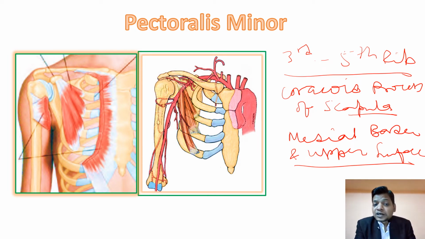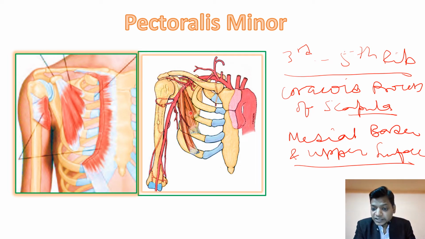So this is about the origin and insertion of the pectoralis minor muscle. You can see it here, pectoralis minor. Now the importance of this muscle should be remembered. This is the muscle which divides the axillary artery into three parts. The first part of the axillary artery lies medial or above to the pectoralis minor, the second part is just behind it, and the third part is just below or lateral to it. So this is a very important landmark to remember.